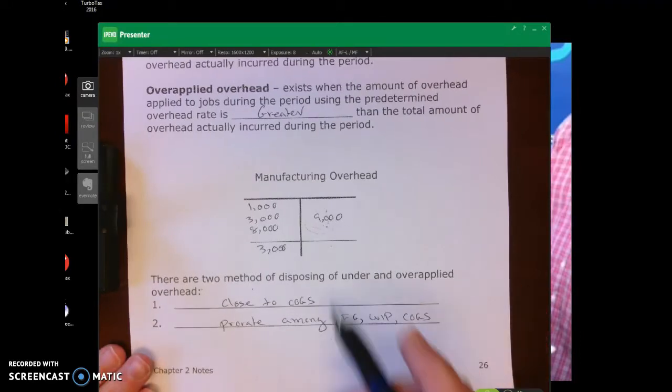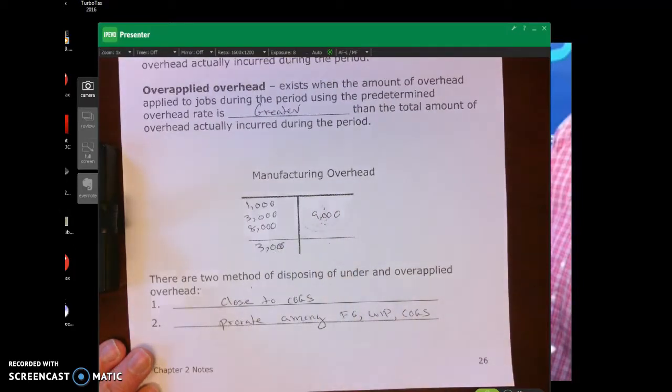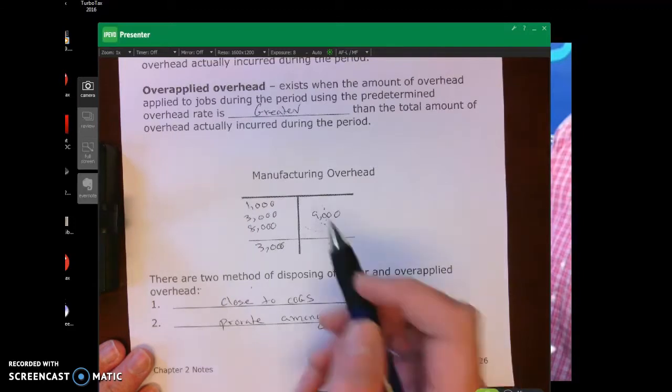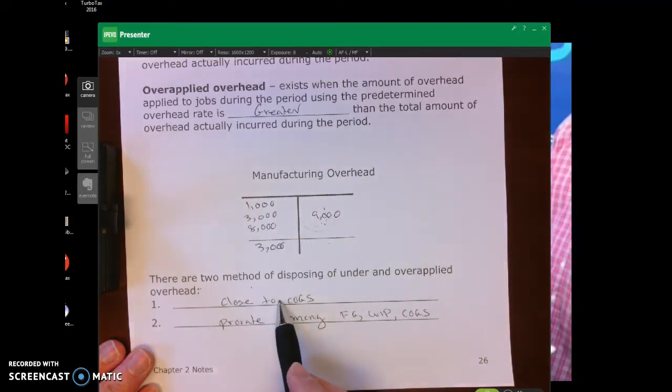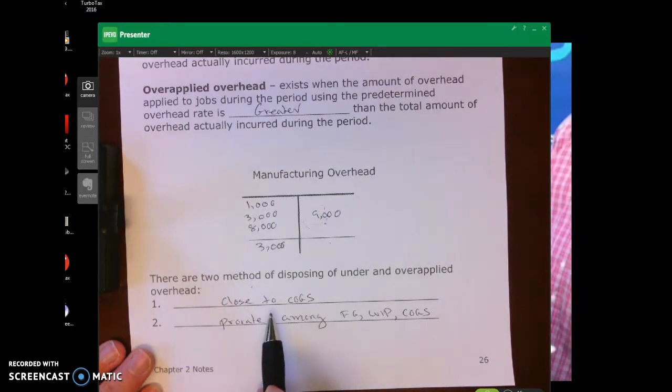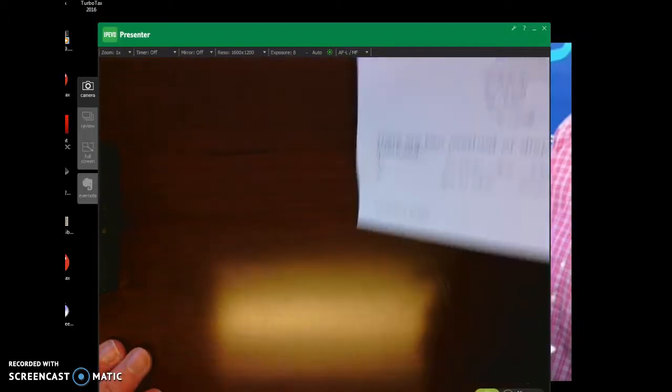So I was saying, what we actually have to do with manufacturing overhead is we have this balance in manufacturing overhead. At the end of the accounting period, we need to zero out the balance in manufacturing overhead. We can do one of two things. Again, this would be done at the end of the year as an adjusting journal entry. We can close it out to cost of goods sold, or we could prorate it among finished goods, work in process, and cost of goods sold.